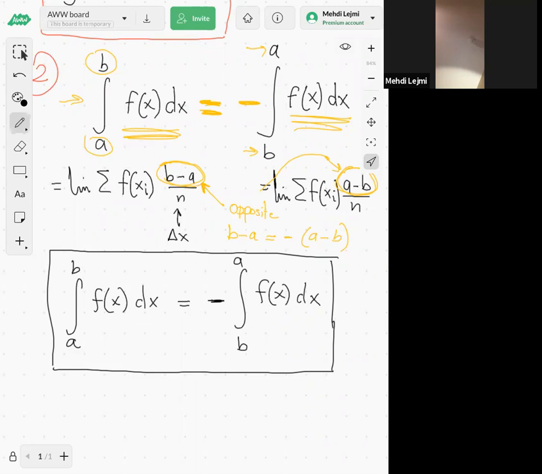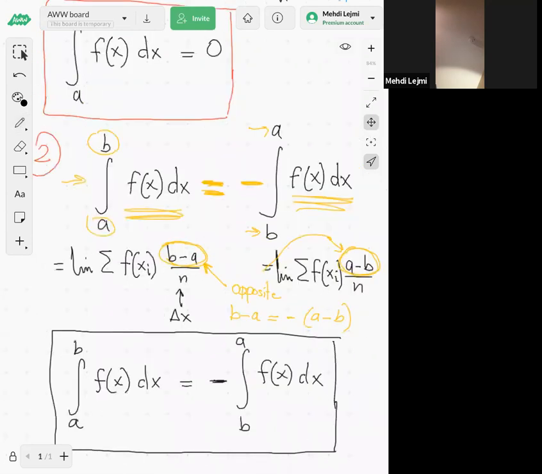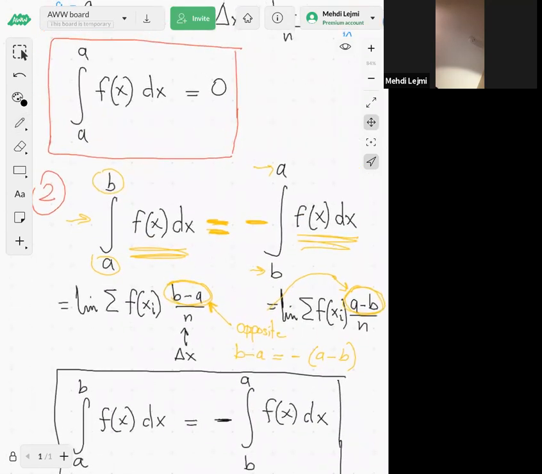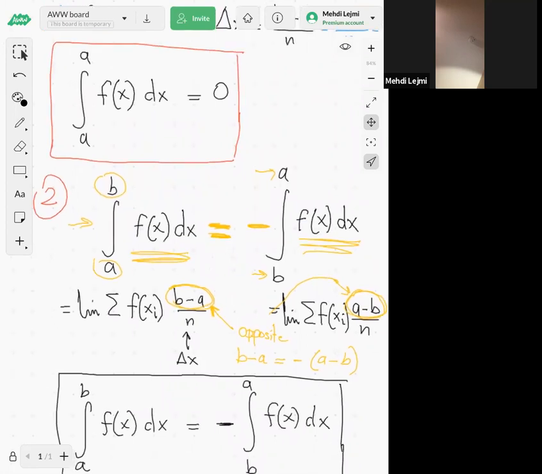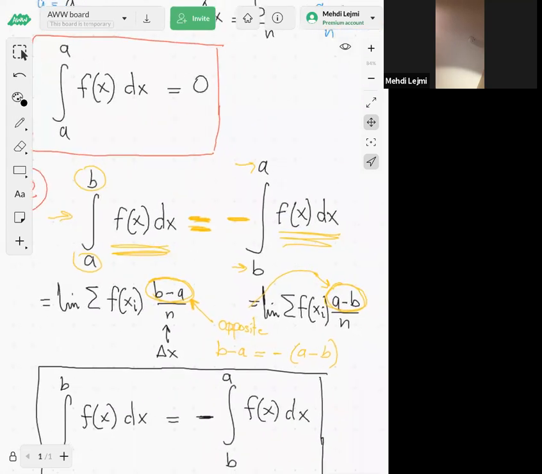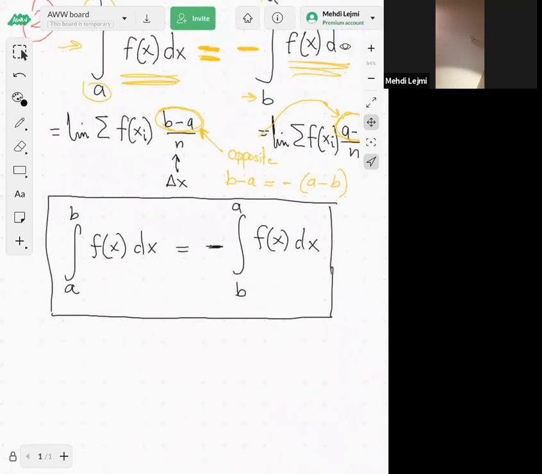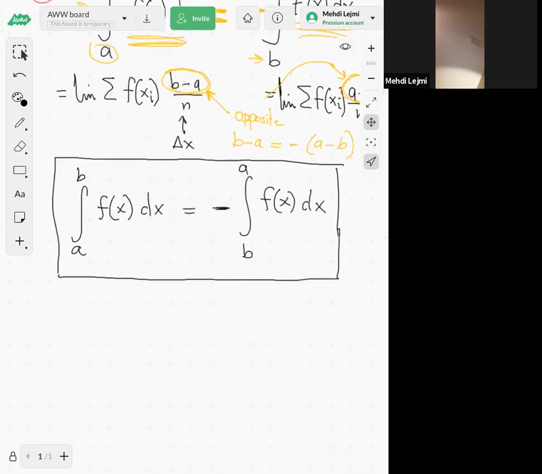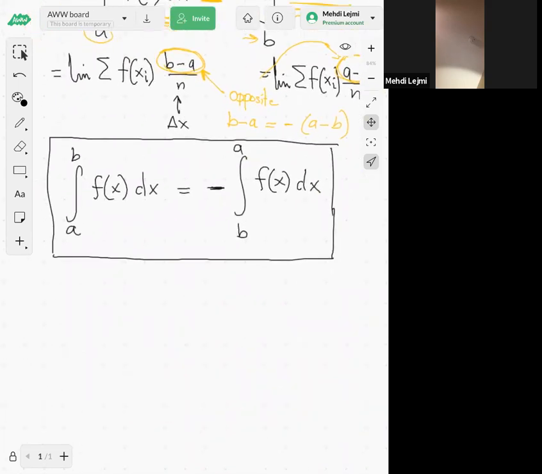Okay, this is nice. Now, next property. Again, guys, this is a very important property, so we need to know these properties. The first property: if you go from a to a, the integral of some function f is just zero. If you change the bounds, then you get the opposite, so you need the minus.